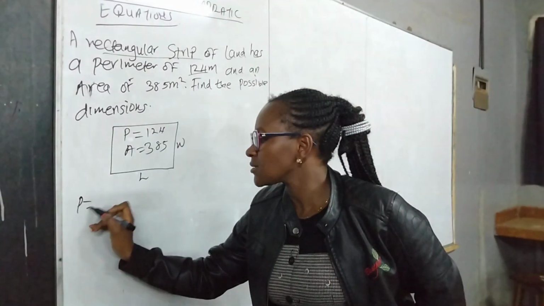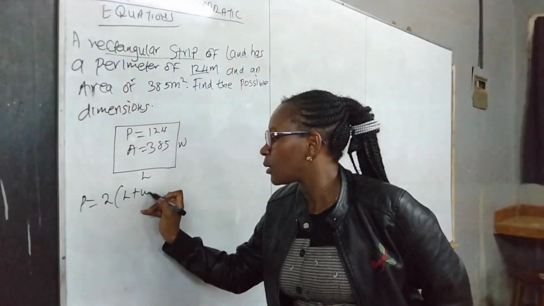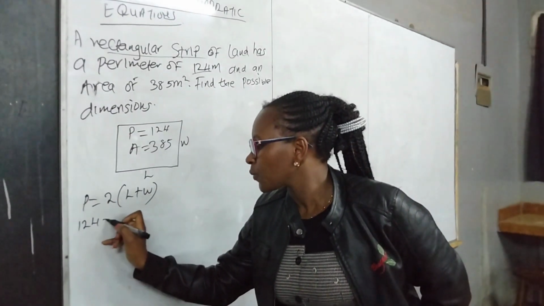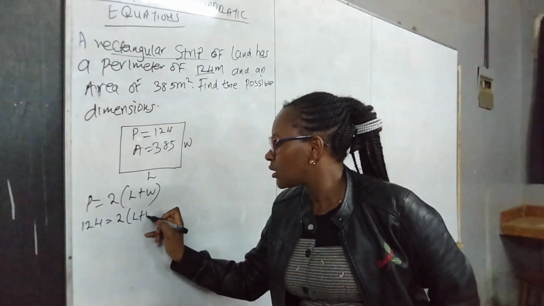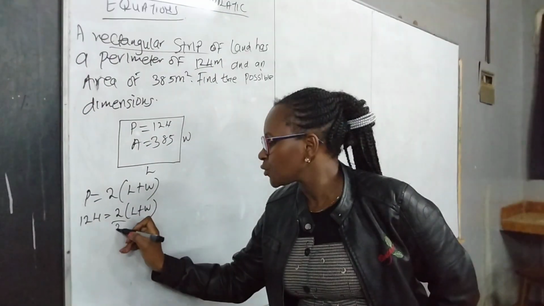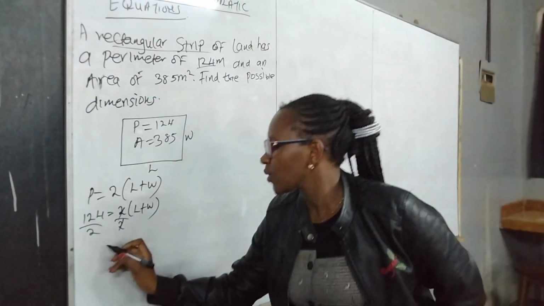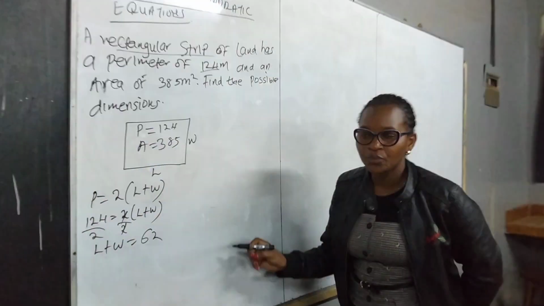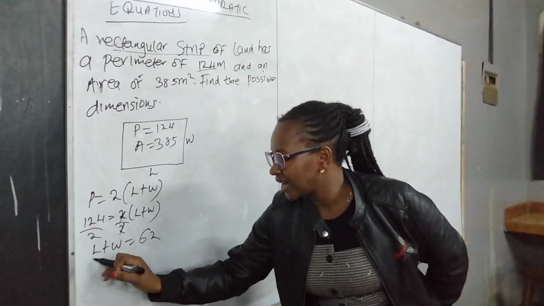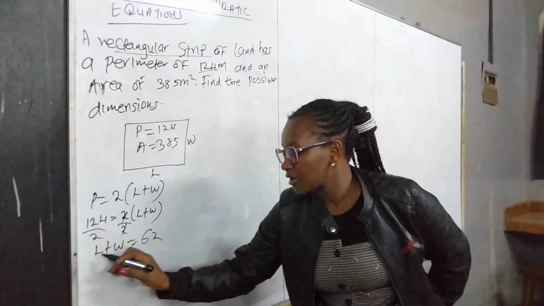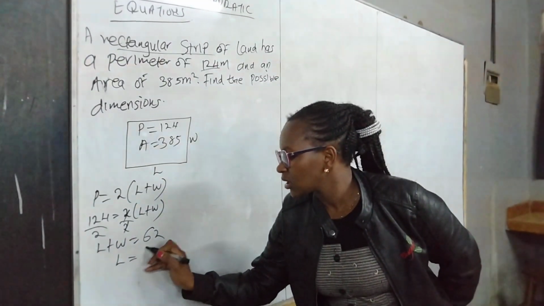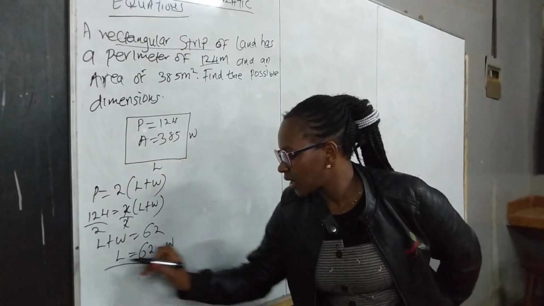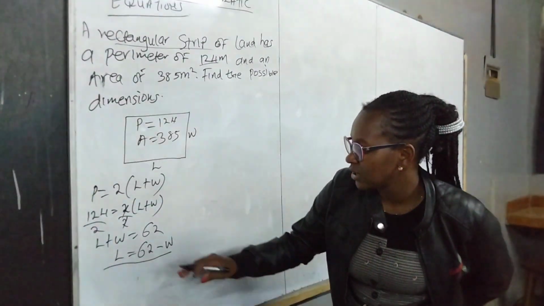We get the perimeter as 2 into length plus width. Our perimeter here is 124, so 124 is equal to 2 times length plus width. We can divide both sides by 2, so length plus width is equal to 62. In this part, we can write one in terms of the other. For example, we can have our length being 62 minus W. So we can have this as one of our linear equations.